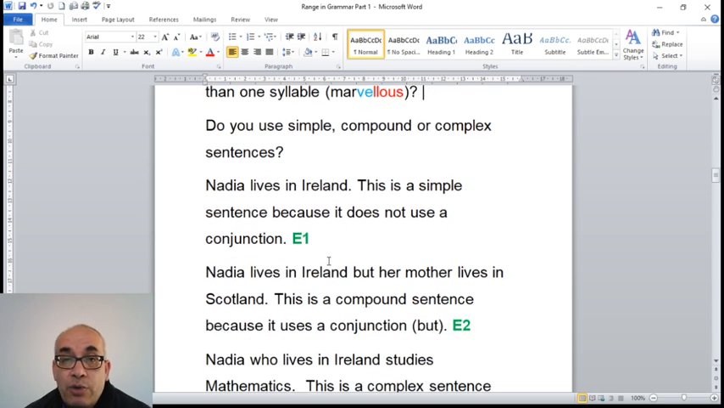Now, when we move to entry 2, which is elementary, let's look at this sentence. Nadia lives in Ireland, but her mother lives in Scotland. So this is a compound sentence because it uses a conjunction, but. So when you go to entry 2 elementary, you have to write 2 sentences which are joined by a conjunction. If you do this, it means there is range. So entry 1, the range is simple sentence. Entry 2, the range is compound sentence.